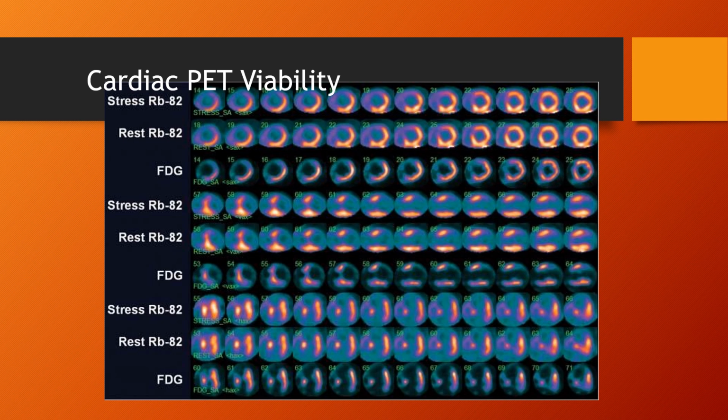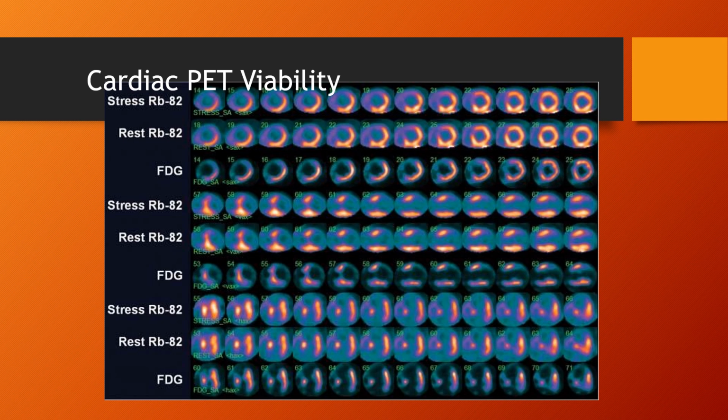This is an example where somebody got their entire MPI study, rest and stress, and then followed with an FDG viability study. On this patient, you can see that there's a fixed defect in the septum and anterior walls in the short axis. And then on the horizontal long and the vertical long axis, you see that it goes all the way to the apex. It's more at the apex than the base. And same thing on the horizontal long.